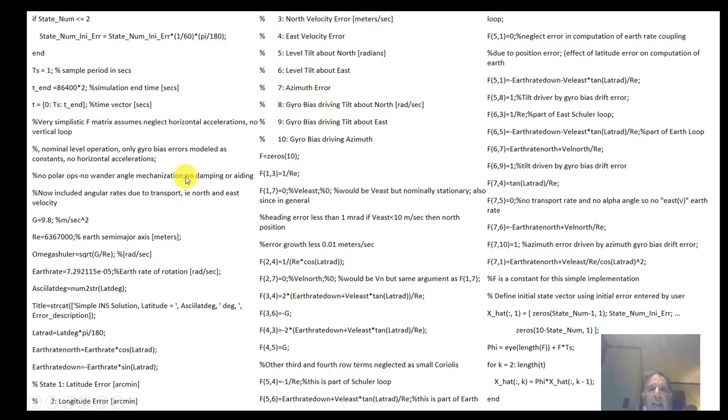Therefore, we set up our program to have these 10 states, which represent those initial conditions, and the 3 gyro biases, which are sometimes treated as forcing functions, or they can be treated as states, as we do in this program. Now, the F matrix is the so-called dynamics matrix, and that represents the first-order differential equation relationships.